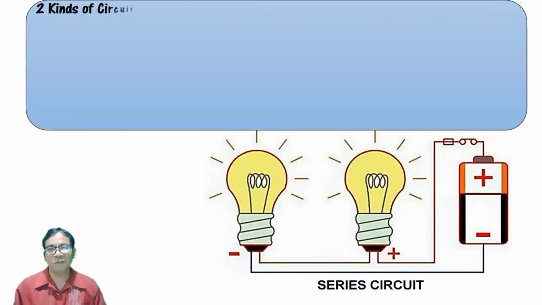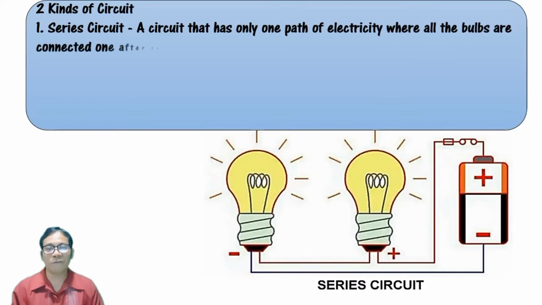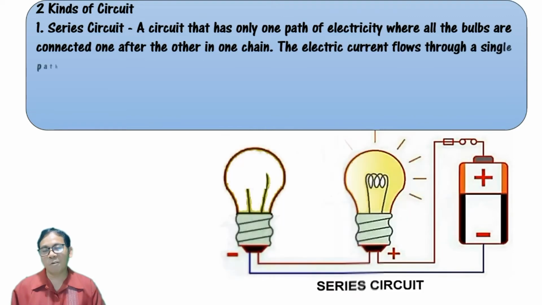Two kinds of circuit. 1. Series circuit. A circuit that has only one path of electricity, where all the bulbs are connected one after the other in one chain. The electric current flows through a single path.